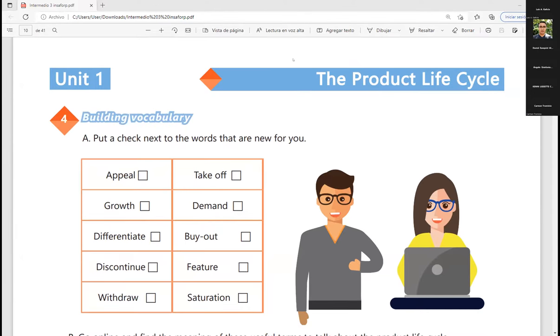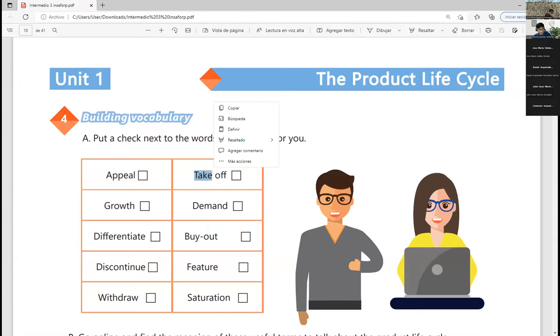Okay. All right. Do you remember what appeal means? What is appeal? Apelar. Good. Take off. Quitar. Despegar. Prosperar. Okay. Let me see. Feature. Rasgo o característica. Very good.